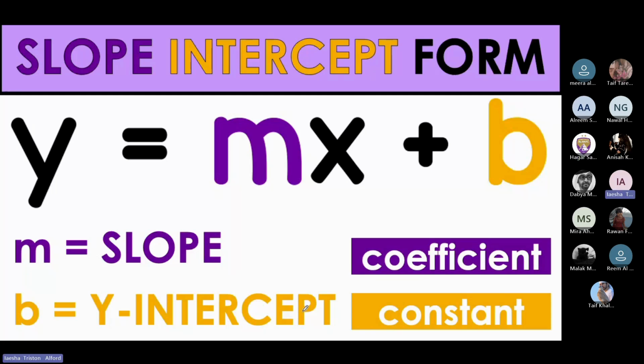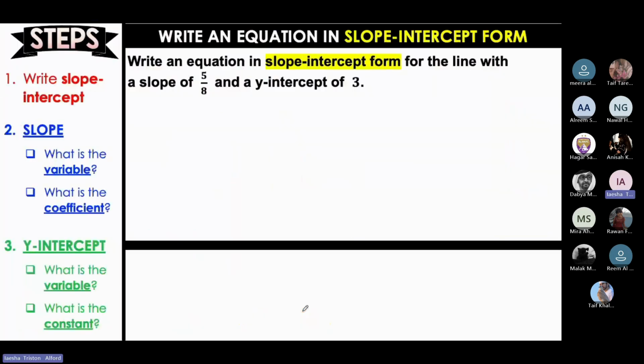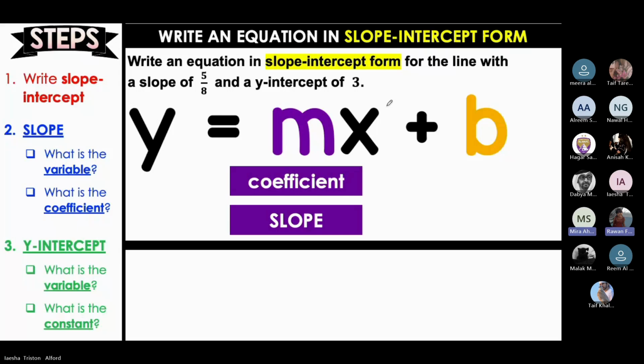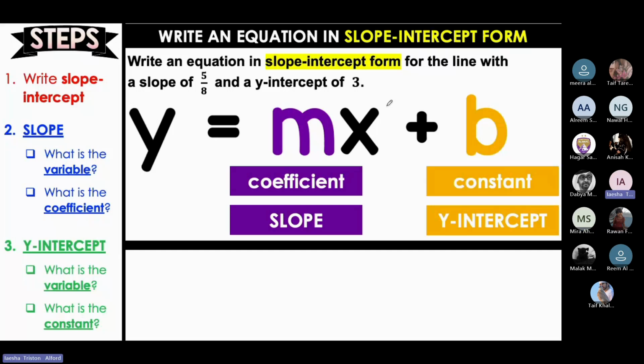Very easy question, but you have to know what slope-intercept form is when you read it. So this one says write an equation in what? Slope-intercept. What is slope-intercept? Y equal mx plus b. What's m? Slope. Another word, coefficient. What is b? Y intercept. Another word, constant. So keep reading. It says your slope is what?